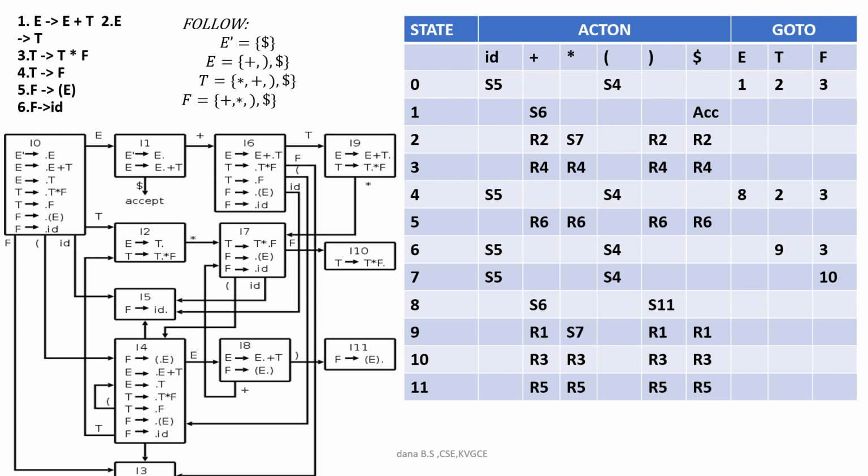Now let us consider row 3. Here there is no outgoing transition, right? No outgoing edges, but only the final item, that is F derives ID dot. Therefore, I have to check the production number, it is 6, R6. I have to write R6 in the follow of F. What is follow of F? Plus, star, closing bracket, dollar. So here I have to place R6.